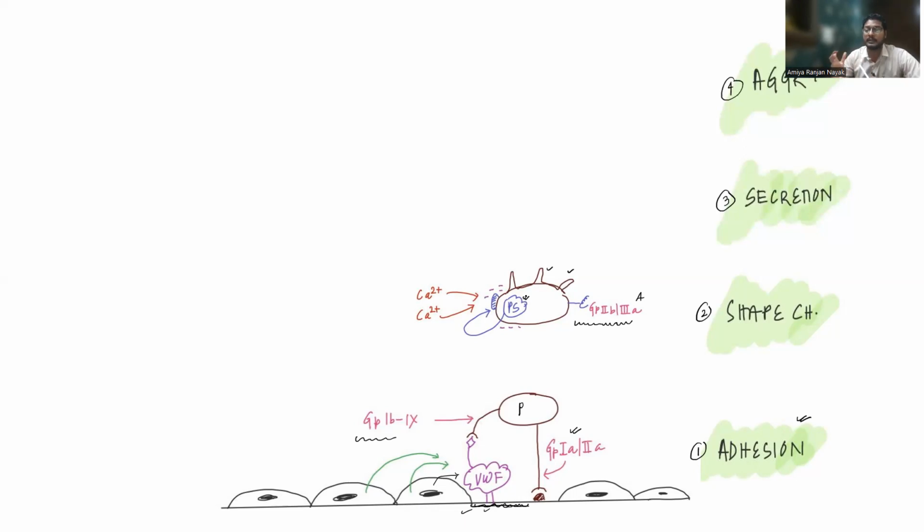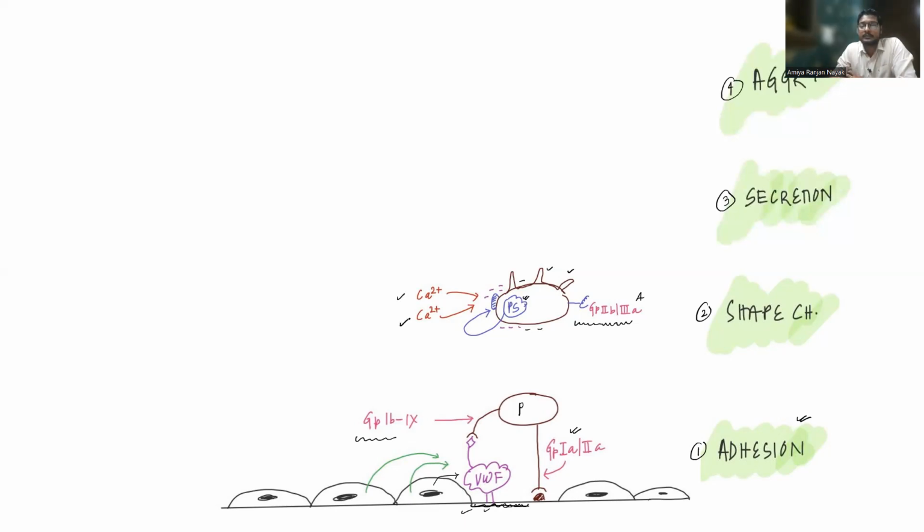Because phosphatidylserine, a negatively charged phospholipid, comes to the surface, it makes the surface of the platelet more negative. As it becomes more and more negative, it will be able to bind to the calcium ions.